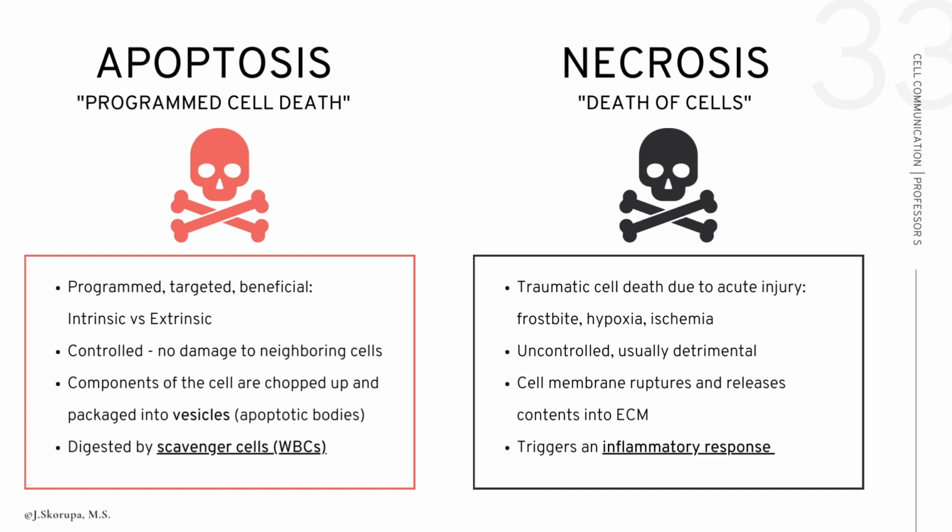Conversely, necrosis is traumatic cell death due to acute injury such as frostbite, hypoxia, ischemia. This process is uncontrolled. It's usually detrimental. Here, the cell membrane ruptures and releases contents into the extracellular matrix. And necrosis is also known to trigger an inflammatory response.